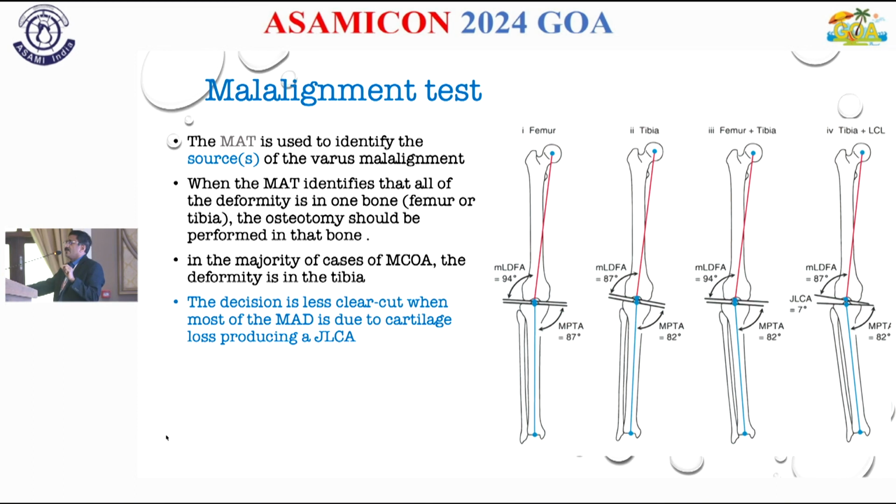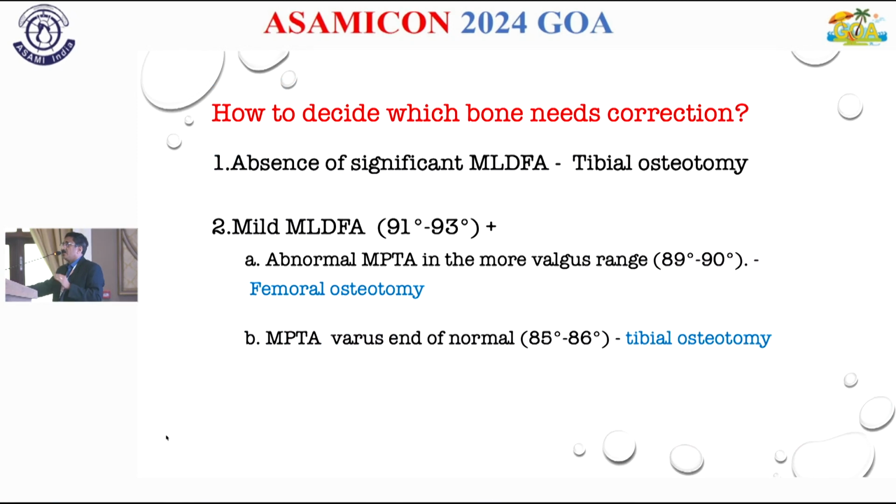And the problem comes when it is mainly due to cartilage loss or an increased JLCA without any femoral or tibial deformity. There you will be in confusion. So how to decide which bone needs to be corrected? When there is an absence of significant LDFA abnormality, that is mainly in the tibia, you can go ahead with the tibial osteotomy. When the LDFA is mild and abnormal MPTA is in the more valgus range, there you can do the femoral osteotomy.